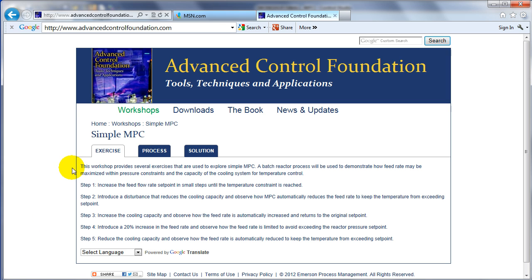Welcome to the Simple MPC Workshop. In this workshop, we'll go through a number of exercises that demonstrate how MPC can be used to maximize throughput of a process unit when there are a number of operating constraints on the process operation.